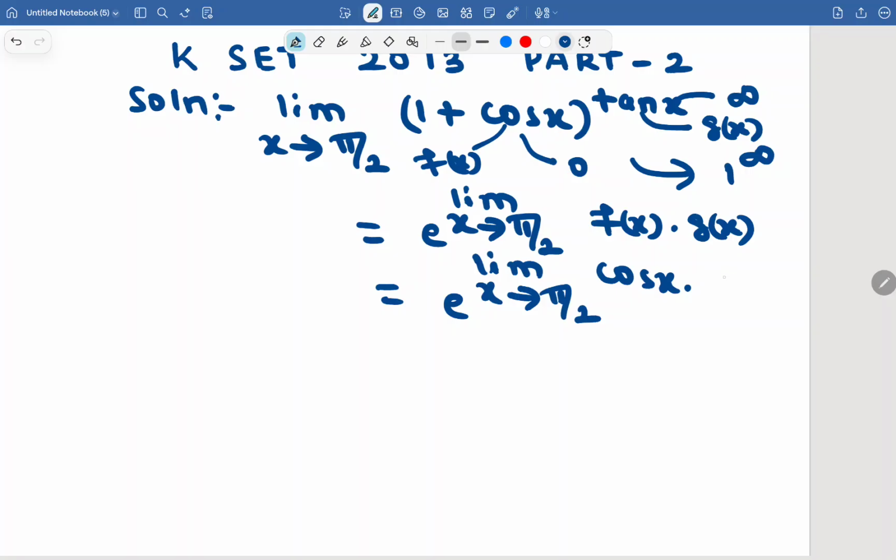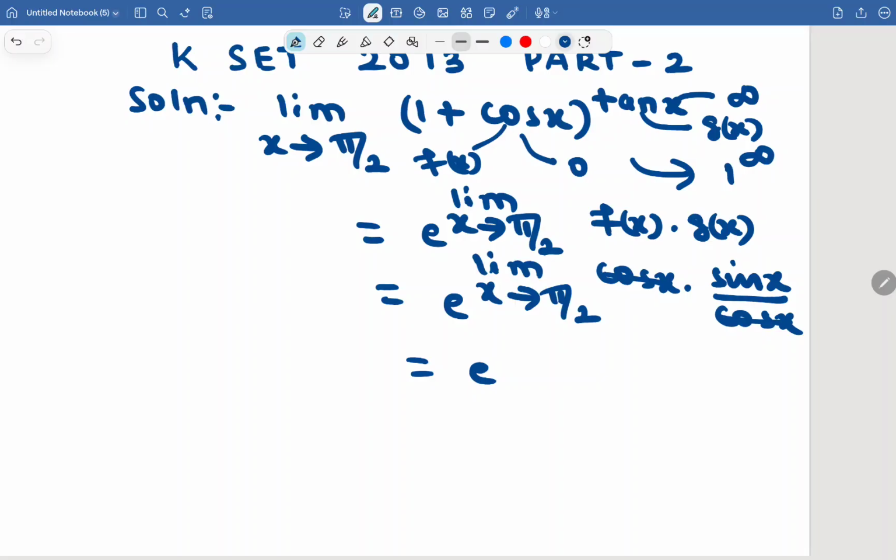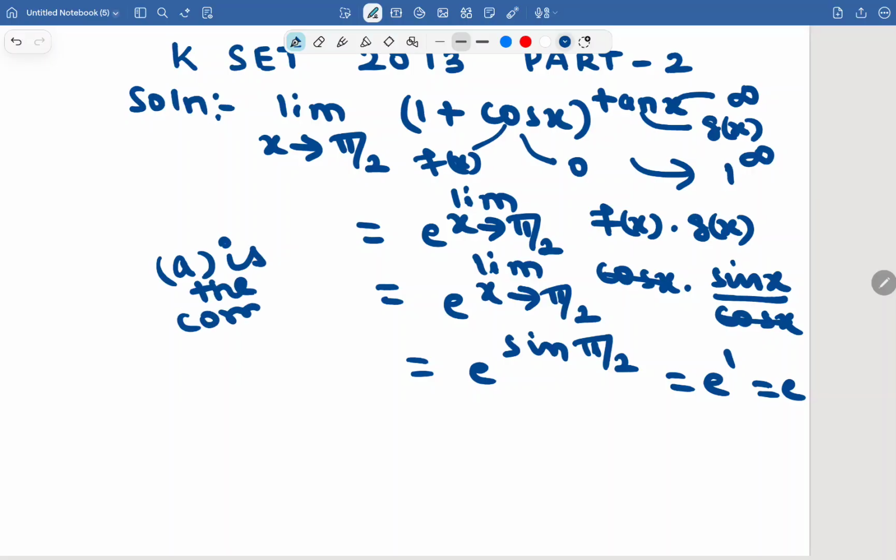Here g of x is tan x. Tan x we may write as sin x by cos x. Cos will get cancelled. E power limit x tends to pi by 2 sin x means e power sin pi by 2, e power 1, which is equal to e. For this problem, option A is the correct option.